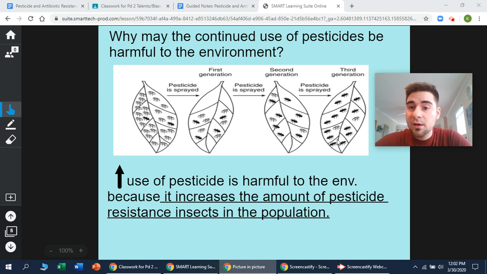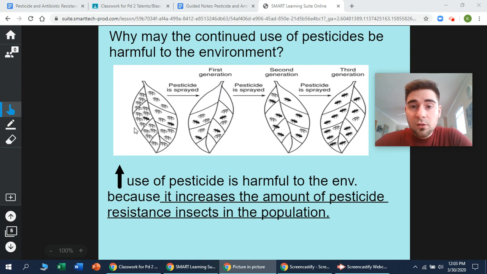You're increasing the amount of these resistant types, so that's going to be bad for other farmers. They're starting to get these resistant pests. They're not going to be able to kill them off. That's harmful for the farming environment. You could also say pesticides could harm human health. These are on crops that humans consume, and pesticides could be present where once you consume them, they're harmful to your body. So that's another harm to the environment.